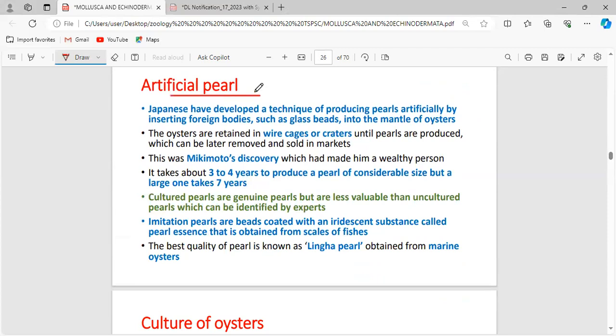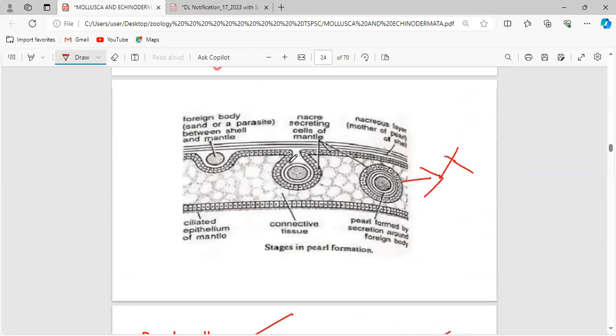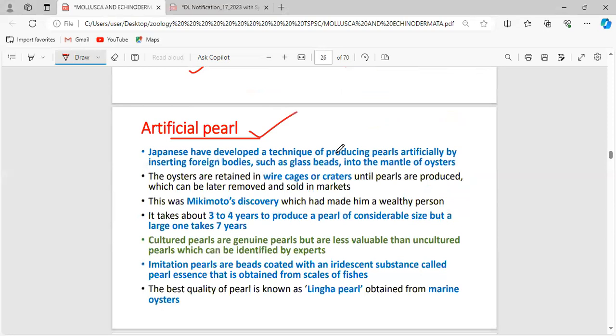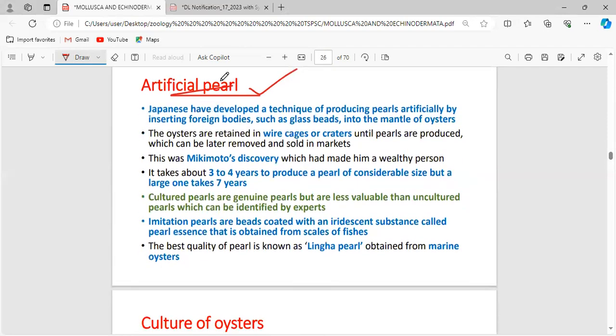And what is an artificial pearl? If sand enters the mantle cavity, crossing the shell and reaching the mantle cavity, these are all natural. These are happening naturally. What does an artificial pearl mean? The Japanese have developed a technique of producing pearls artificially by inserting foreign bodies such as glass beads into the mantle of oysters.